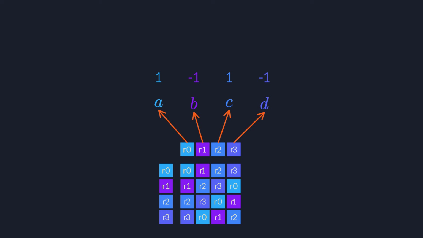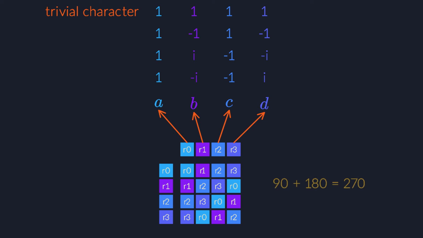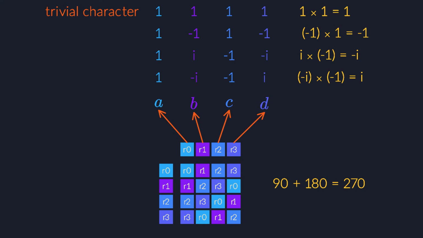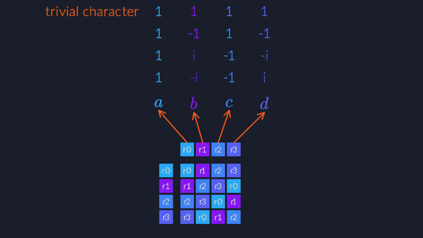Let's see if we can find more examples. This one is pretty boring. It's known as the trivial character, and it just maps everything to the number 1. With a bit of effort, you can also find these two characters, which make use of the imaginary unit i. You can check that these are morphisms. 90 degrees plus 180 degrees is 270 degrees. And if you map everything over to the complex numbers, you get i times -1 is -i. These four are the only possible characters for our group.